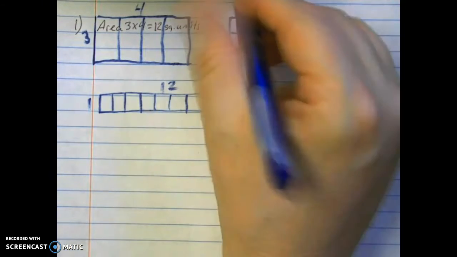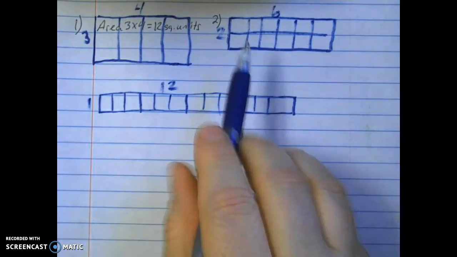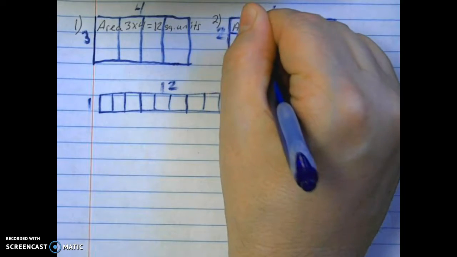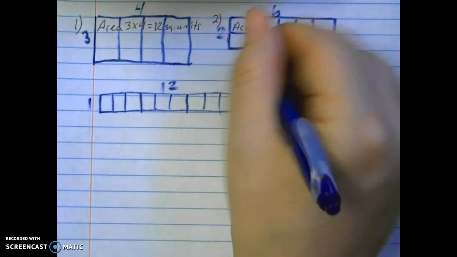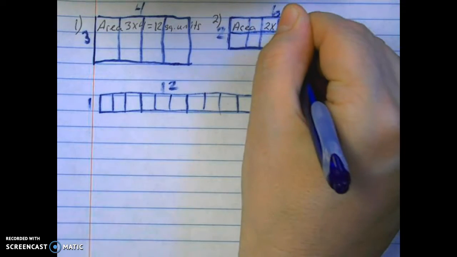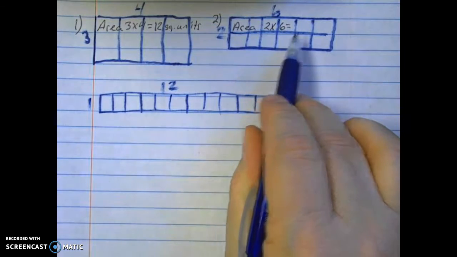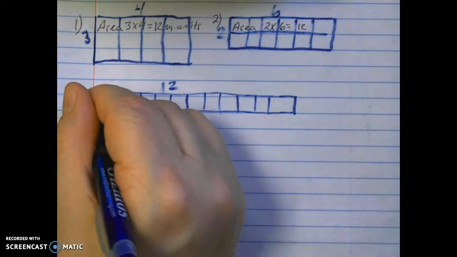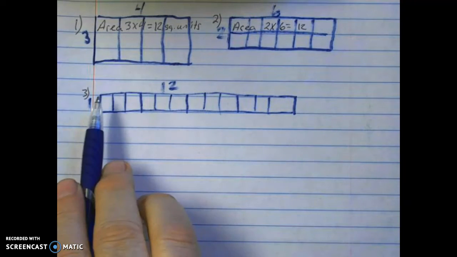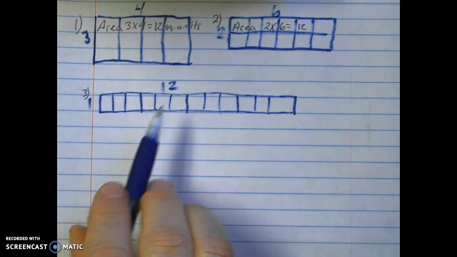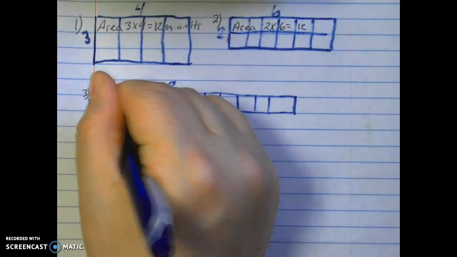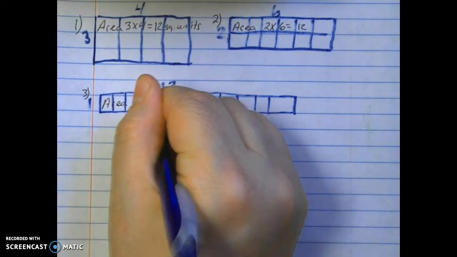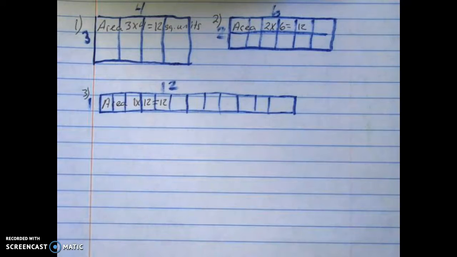On the second one right here, we're going to do the exact same thing to find the area. We're going to multiply. So we're going to multiply 2 times 6, and 2 times 6 equals 12. Our third example, we have a rectangle here that is 1 by 12. So to find the area, we're going to multiply 1 times 12, and that equals 12.